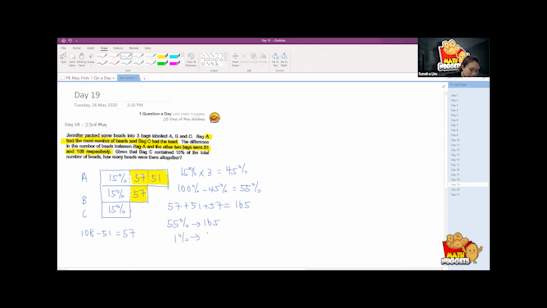1% will be 165 divided by 55. 1% is 3. Okay, so 1% is 3. We're trying to find how many bits were there altogether. Altogether will be 100%, isn't it? Just go and find 100%, which is 3 times 100, which is 300.